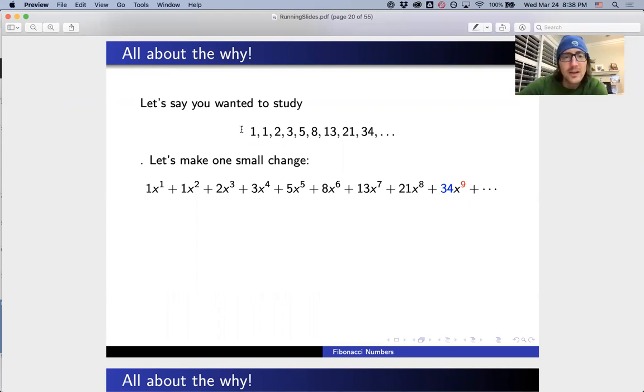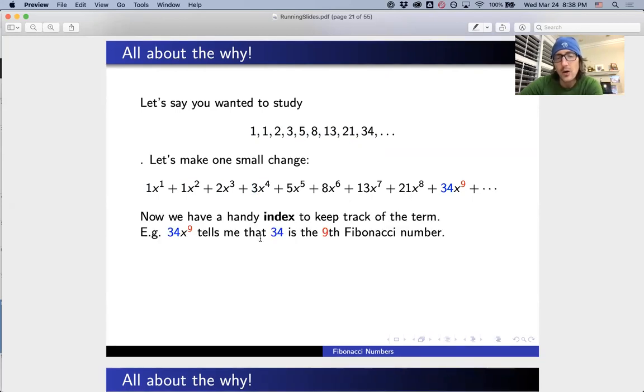Our goal is to study this sequence 1, 1, 2, 3, 5, 8, and so on, and I'm going to study this same sequence, but put those numbers in front of things like x, x squared, x cubed, x to the fourth, etc. The only reason I'm doing that, at least for now, is just to keep track. Now we have a handy index that helps us keep track of the term. For instance, because I put an x to the 9th on this, that means 34 is the 9th Fibonacci number.